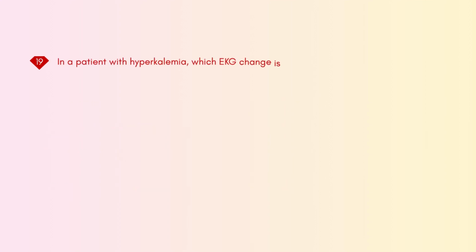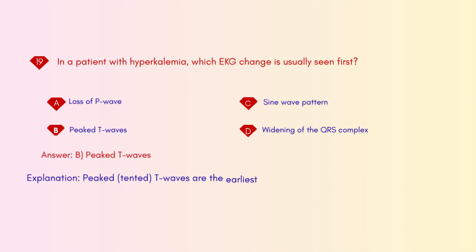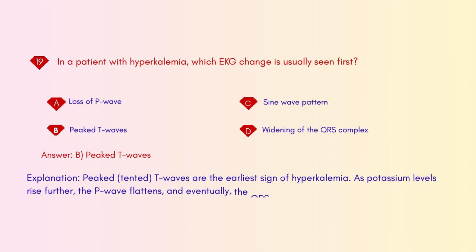In a patient with hyperkalemia, which EKG change is usually seen first? A. Loss of P wave. B. Peaked T waves. C. Sine wave pattern. D. Widening of the QRS complex. Answer: B. Peaked T waves. Explanation: peaked, tented, T waves are the earliest sign of hyperkalemia. As potassium levels rise further, the P wave flattens, and eventually, the QRS widens into a sine wave.